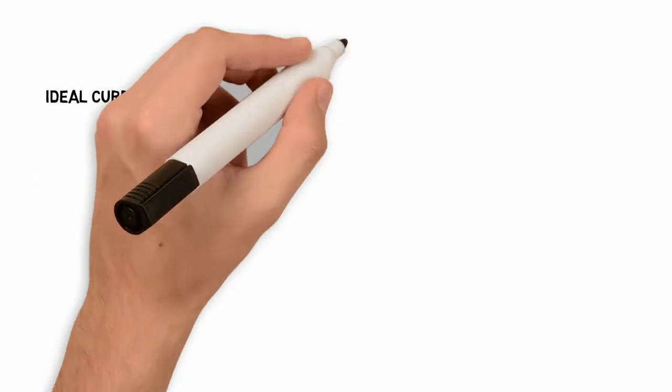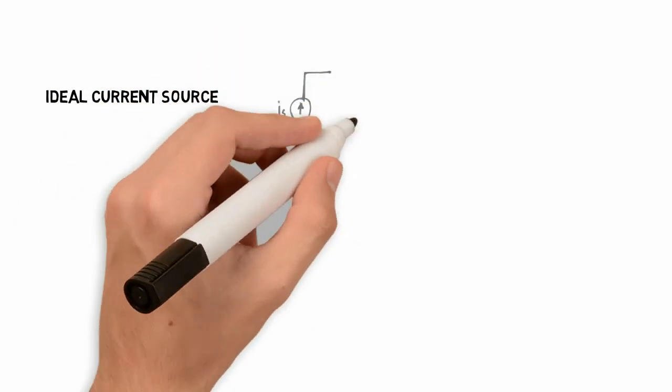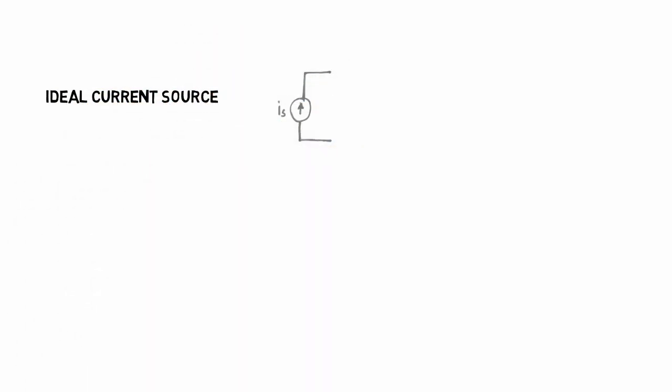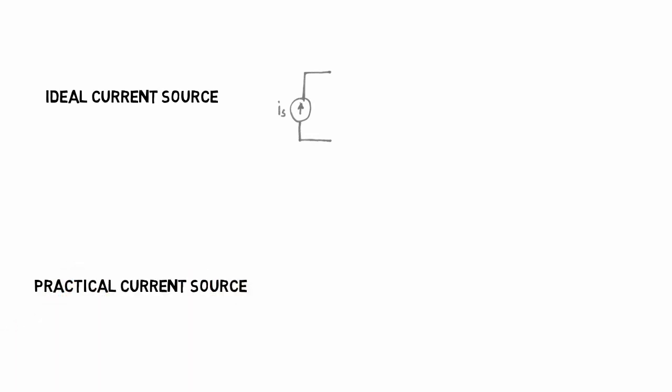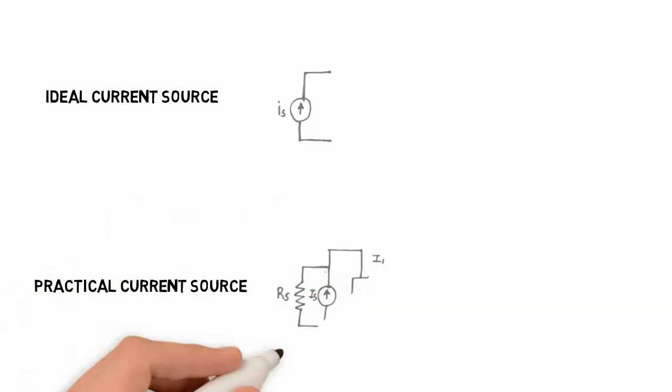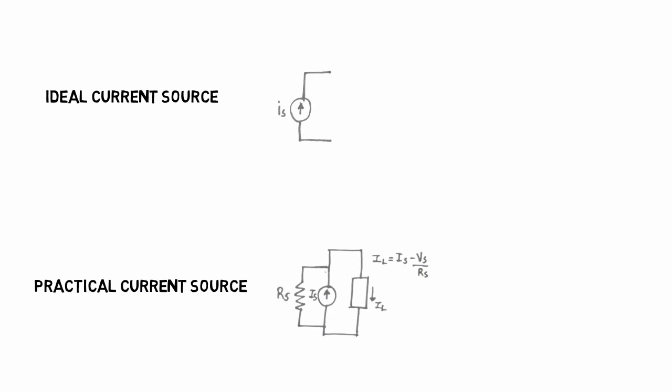Ideal current source. The internal resistance of an ideal current source is infinite. Practical current source. The internal resistance of a practical current source is not infinite.